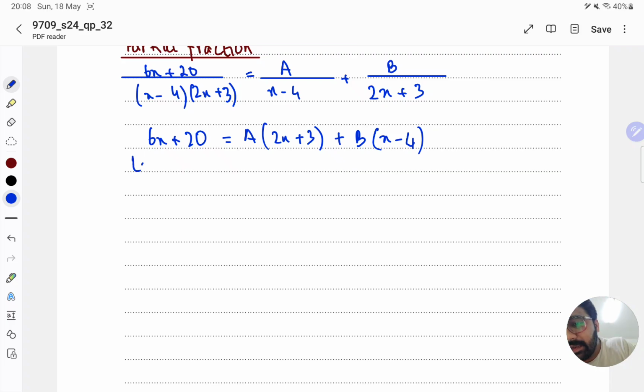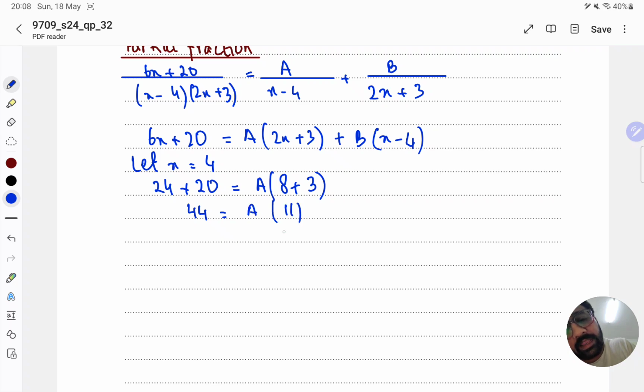Now I'll let the value of x be 4 so that I can get rid of b. So 6 times 4 is 24 plus 20 will be equal to a into 4 twos are 8, 8 plus 3. So 44 will be equal to 11 times a. So the value of a will be 4.